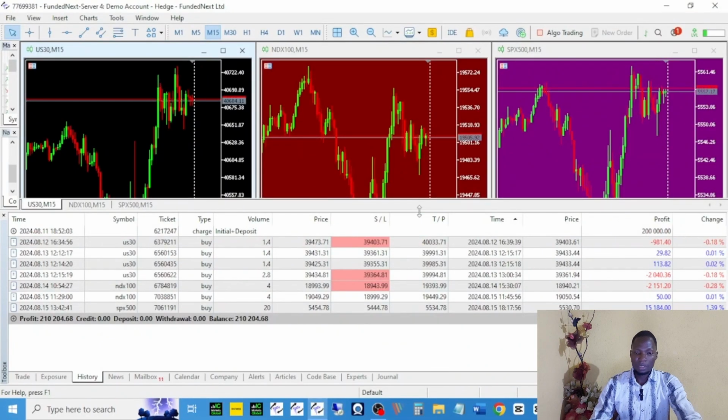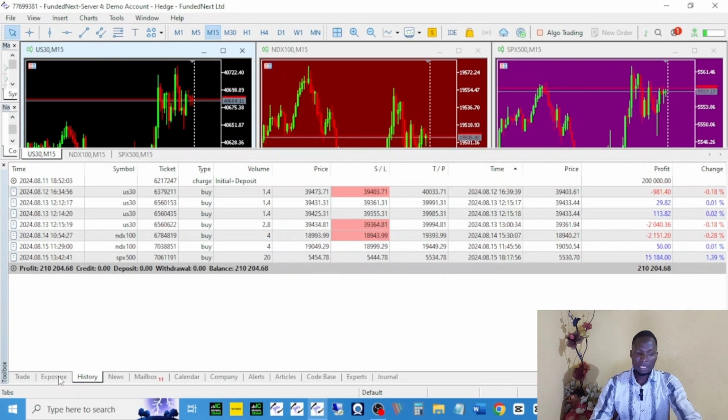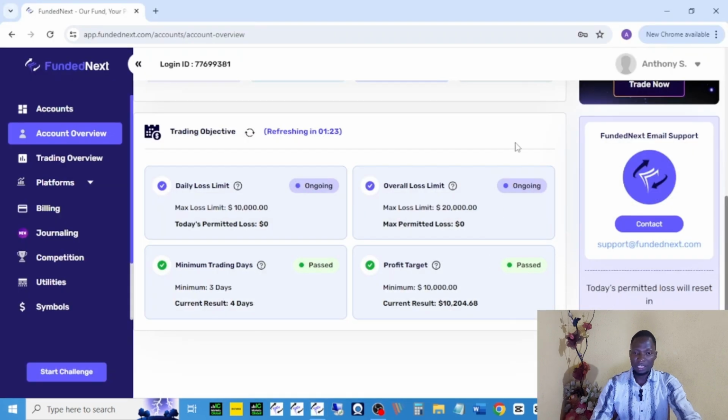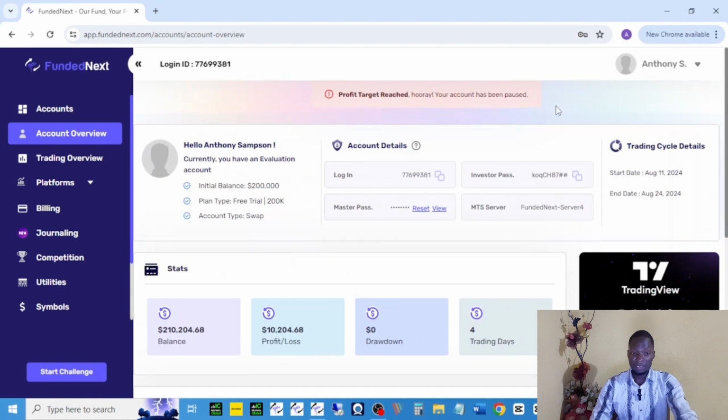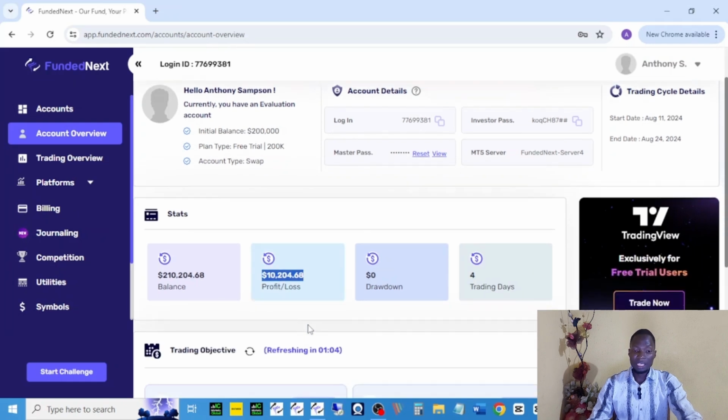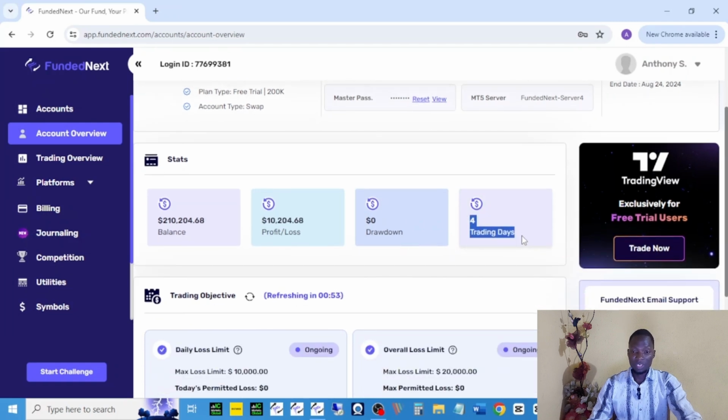This is my MT5. So these are the trade history. Let me go to Funded Nest. This is my Funded Nest. Normally, if this account is a normal evaluation account, I will have to make $16,000 to pass phase 1. But because this is a trial account, the target will be $10,000 within 2 weeks. So I'm given 2 weeks to reach $10,000 and I reached the target within 4 trading days, as you can see here.